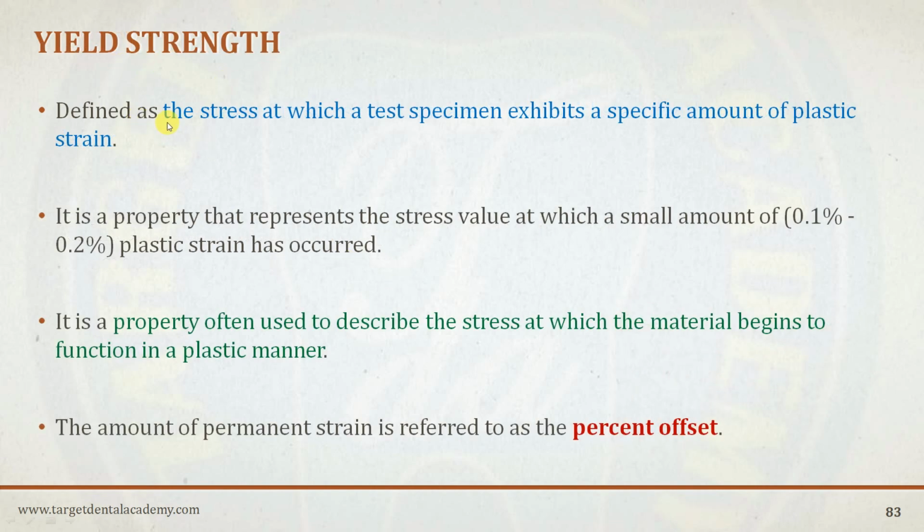Coming on to the yield strength, it is defined as the stress at which a test specimen exhibits a specific amount of plastic strain, that is, a specific amount of deformation. It is a property that represents a stress value at which a small amount of plastic strain can occur. It is a property often used to describe a stress at which the material begins to function in a plastic manner. It means the material is getting deformed. The amount of permanent strain is referred to as percent offset.